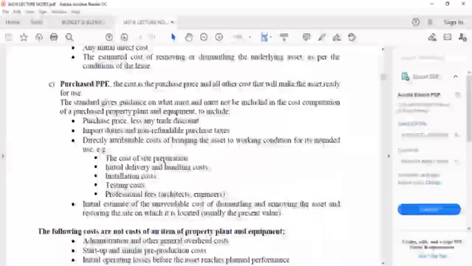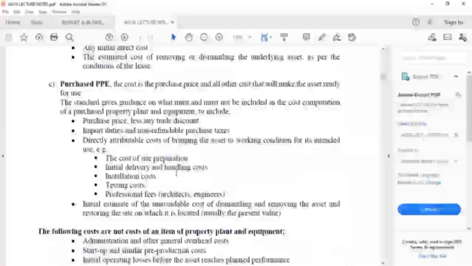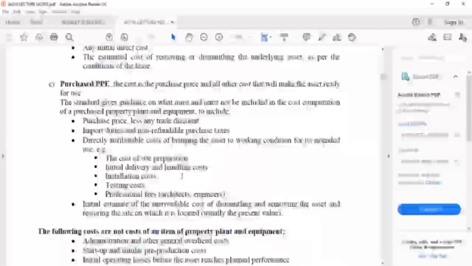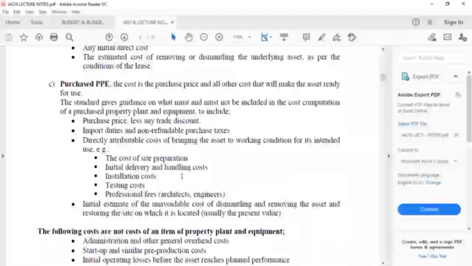Initial delivery and handling costs, installation costs, testing costs, and professional fees. Professional fees. Maybe it can be the building plan before you went for a plan, and they charge you, or engineers. You do those things, and that is the professional fees.